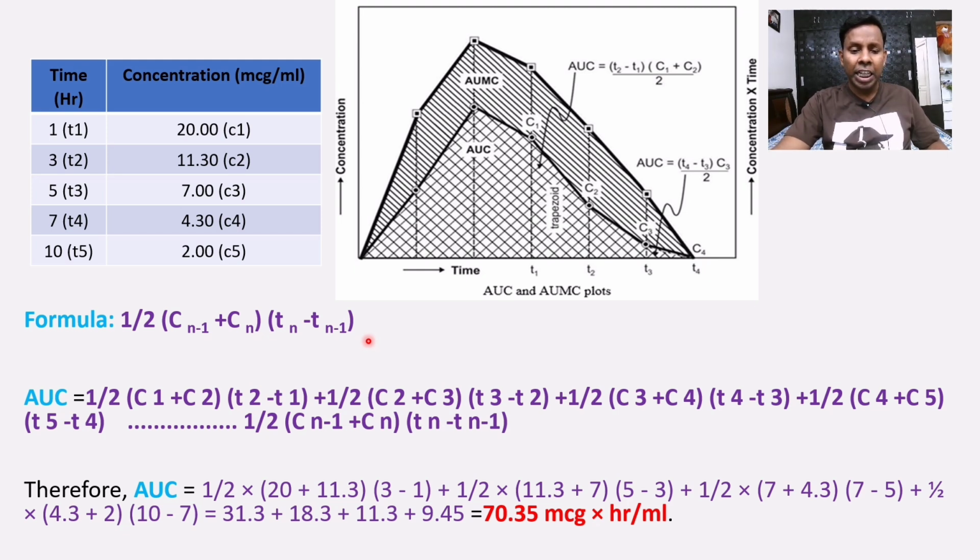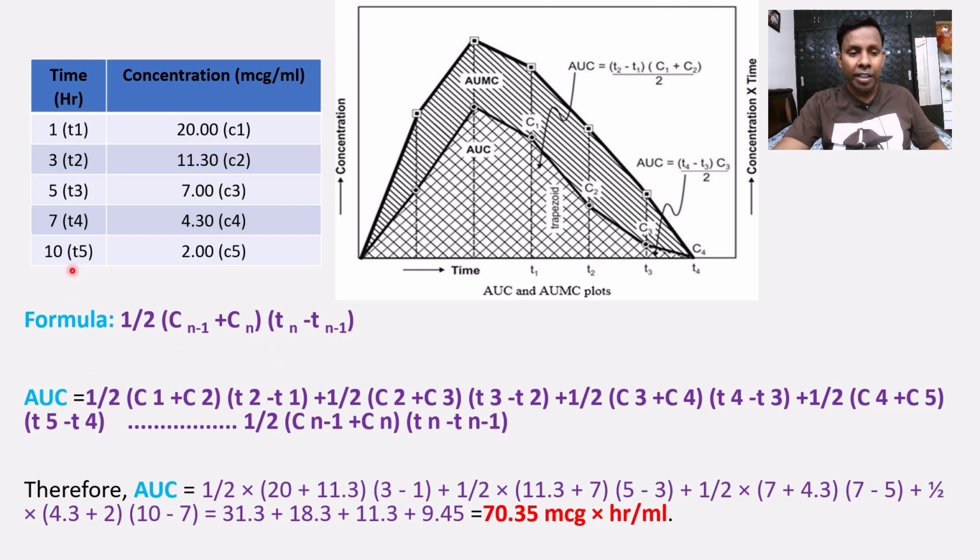So, let us first think about the first trapezium. The first trapezium means this T1, T2 and C1, C2. So, the formula is half of C1 plus C2 into T2 minus T1. In the general formula, Cn minus 1 stands for the lower concentration, meaning the concentration which is coming first. C1 is coming first, C2 is coming next. First concentration plus second concentration into Tn minus Tn minus 1, meaning second time minus first time.